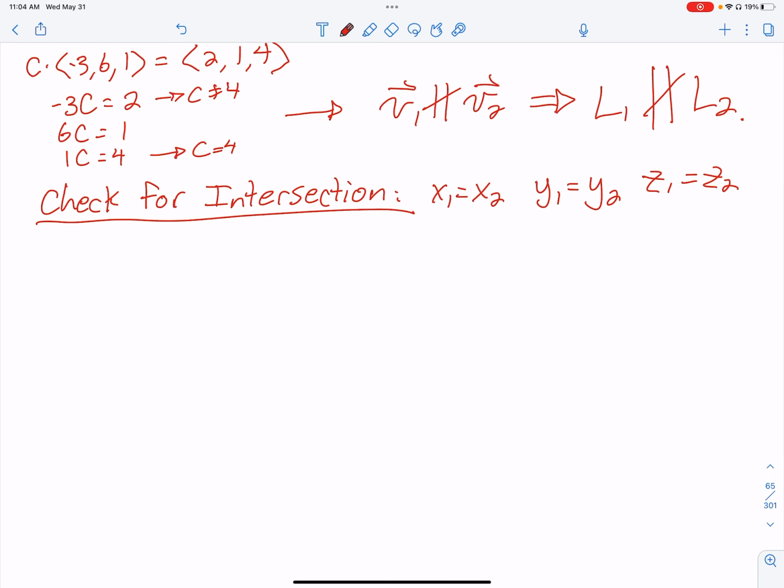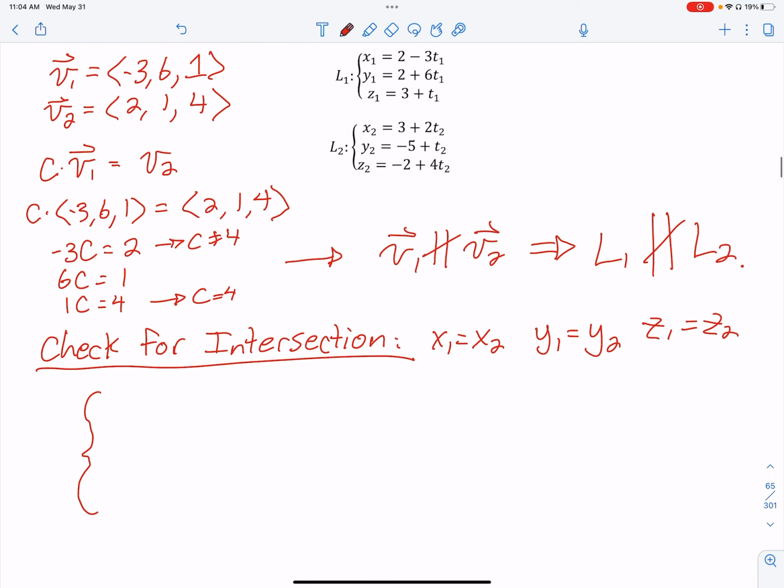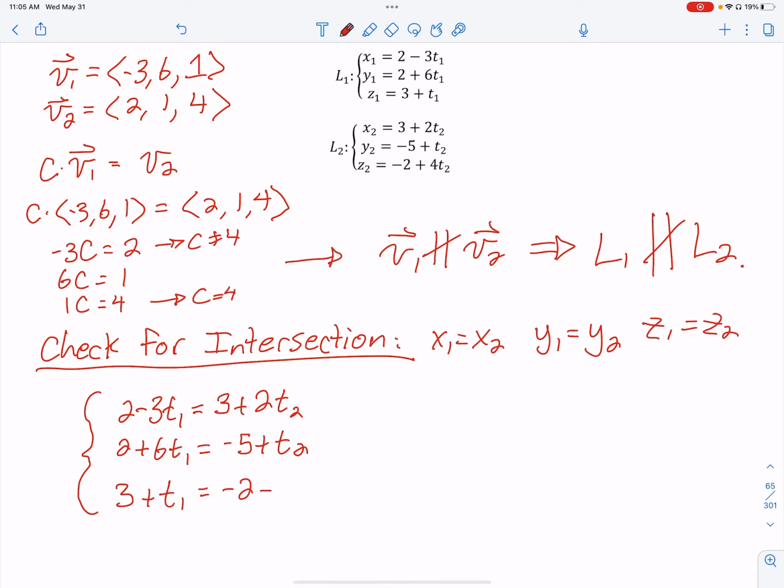All right, so let's do that. I'm going to create a system here. I need to see the vectors. I got 2 minus 3t1 equals 3 plus 2t2. Don't let the 1s and 2s on the t's throw you off. I'm just using those as subscripts to differentiate the two lines, line 1 and line 2. For the y's, I got 2 plus 6t1 equals -5 plus 2t2. And then the z, I got 3 plus t1 equals -2 plus 4t2.